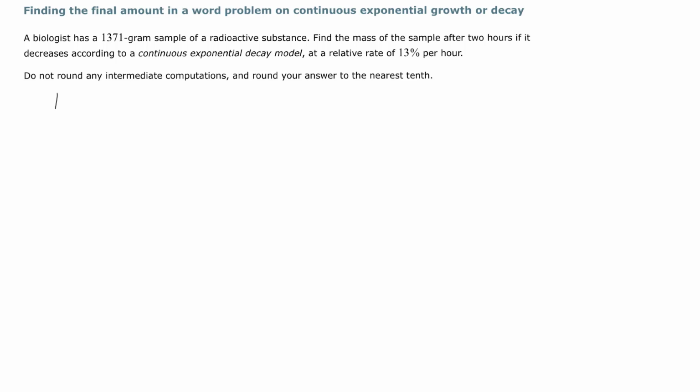So why don't we use the letter m for the mass of a sample? The mass of a sample is a function in terms of time. So we're going to say m of t is equal to the initial mass, symbolized by m sub naught, multiplied by base e, raised to a rate times time.